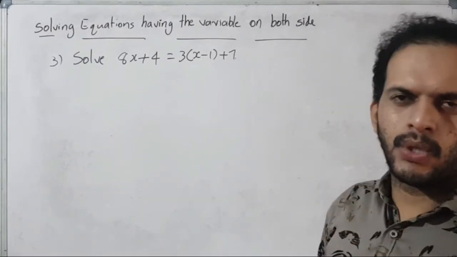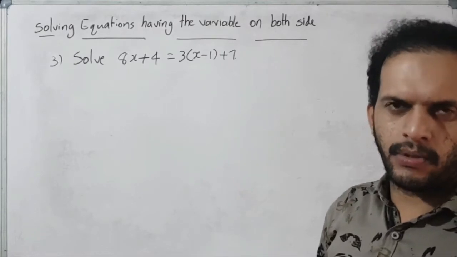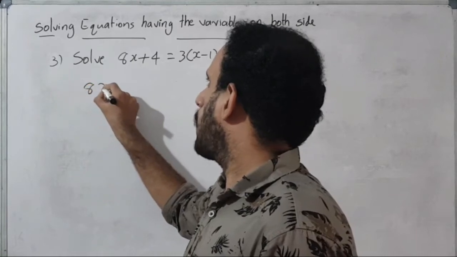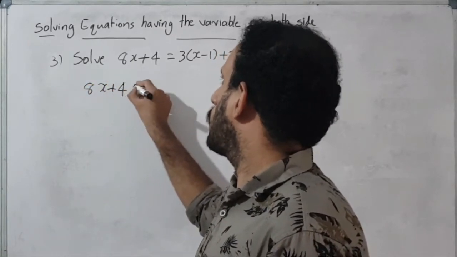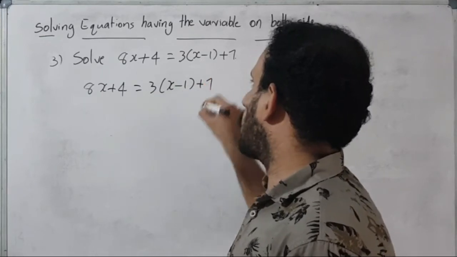The first step is to expand the bracket. Then after only we transpose the number. So the first step is 8x plus 4 is equal to 3 into x minus 1 plus 7.